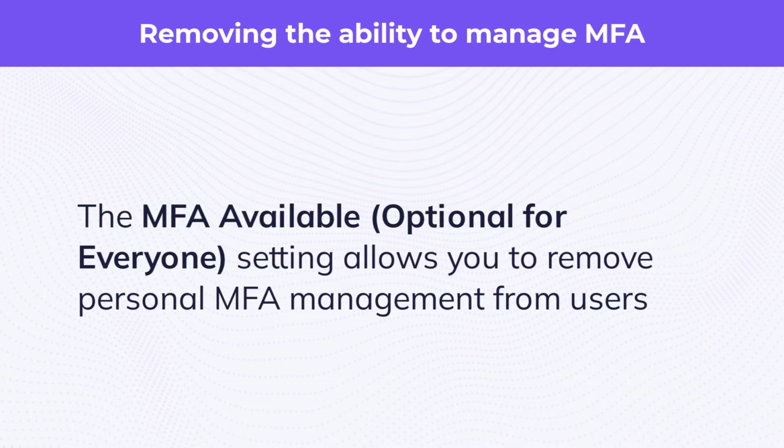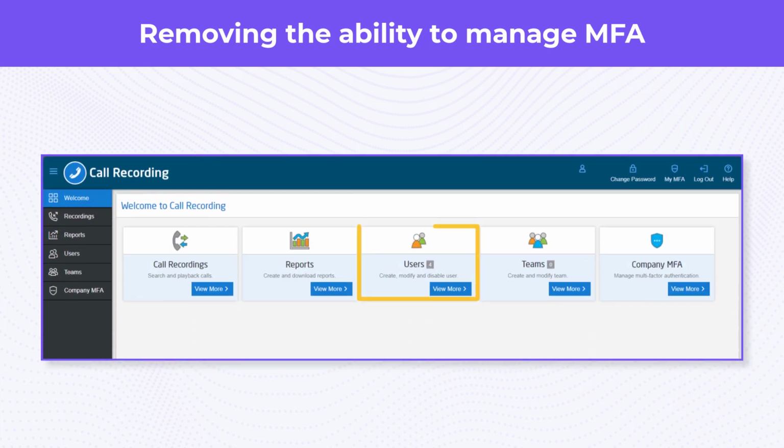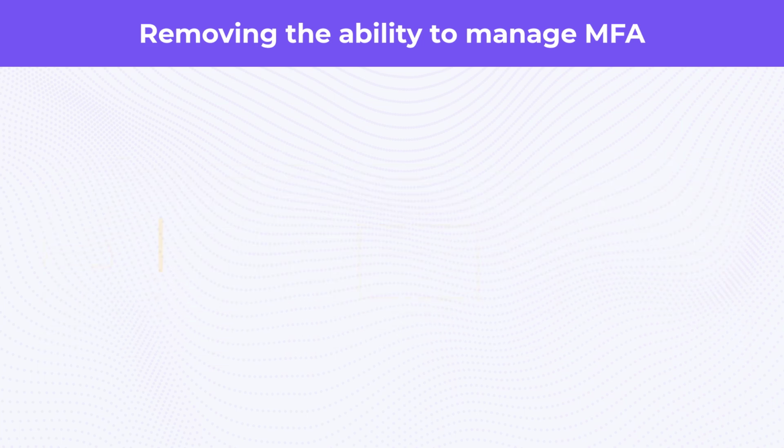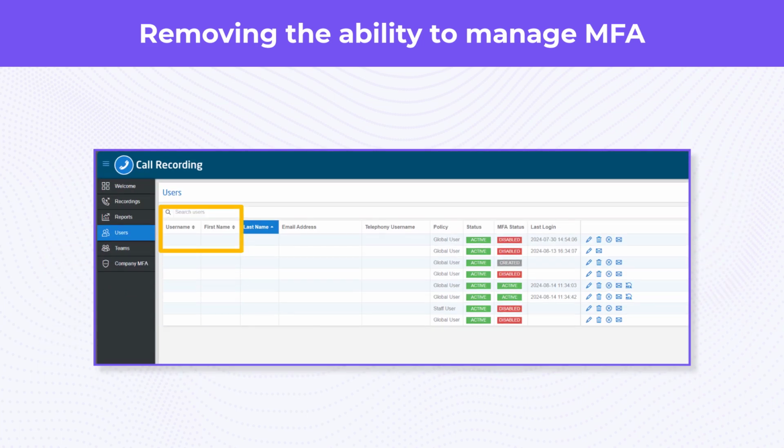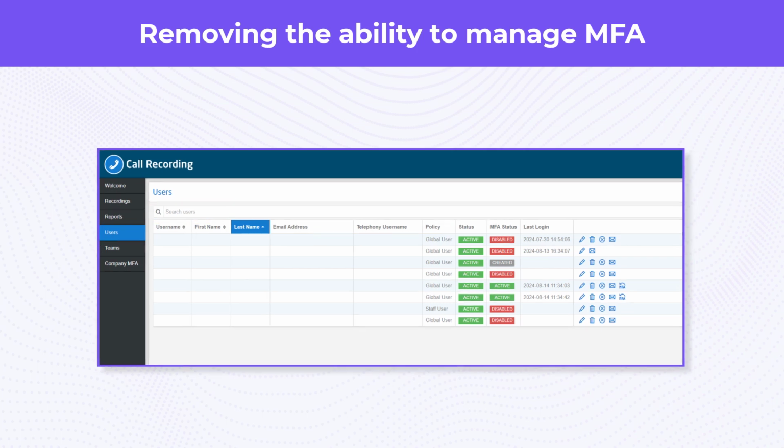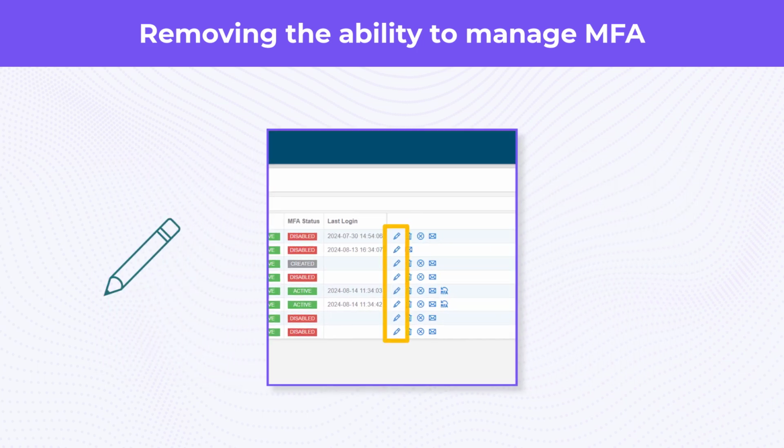If you have selected the MFA Available, optional for everyone setting for your call recording company, you may wish to remove the ability to manage MFA for certain users. Select Users from the Welcome screen or the left-hand side menu. Choose the required user from the list or search for them via the search bar. Click the pencil icon on the right.